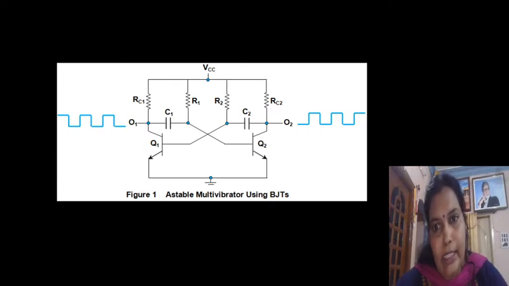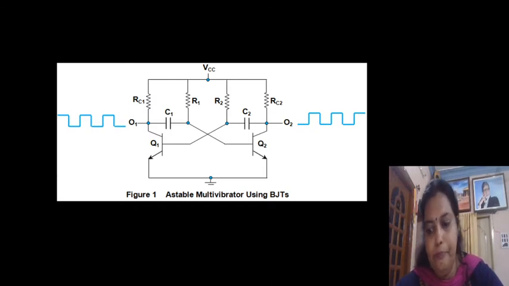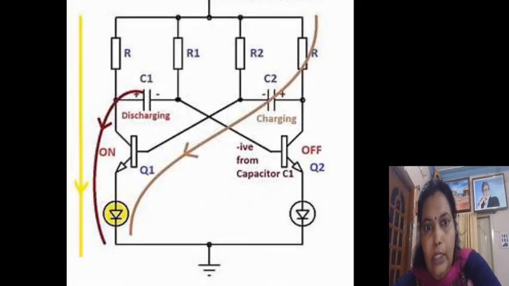So let us consider Q1 is in the on condition and Q2 is in the off condition. During this time, the capacitor C2 is charging to VCC through the resistor R. Now Q2 is off due to the negative voltage from the discharging capacitor C1, which was charged during the previous cycle. So the off time of Q2 is determined by the R1 C1 time constant. Now see this figure.